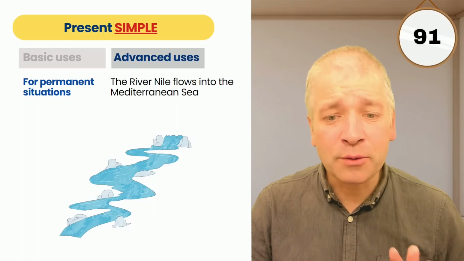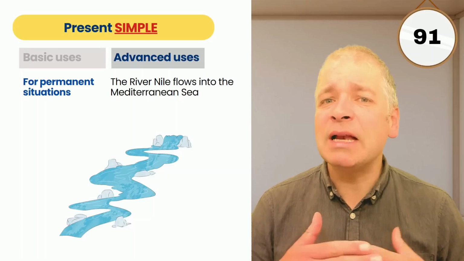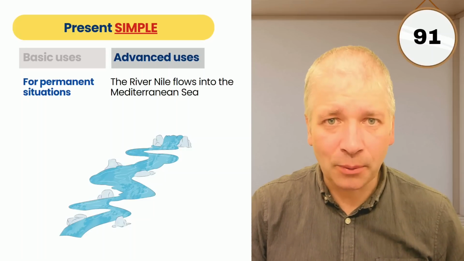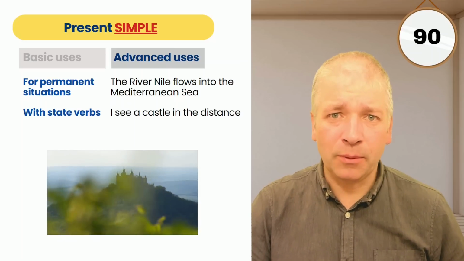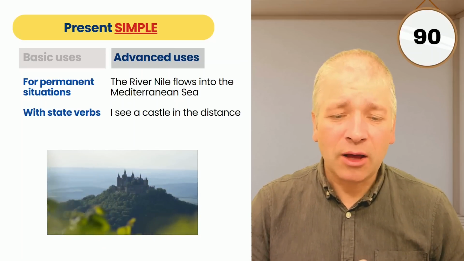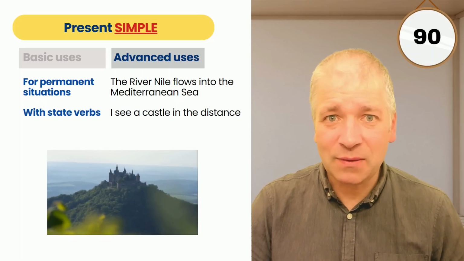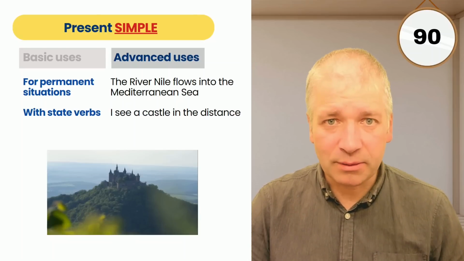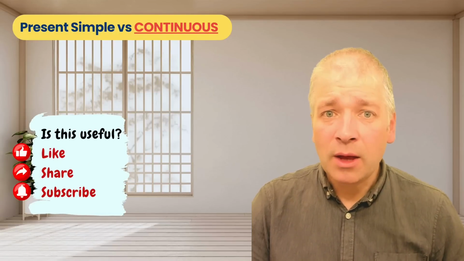The River Nile flows into the Mediterranean Sea. It's always happened. It's always going to happen. It's permanent. Use the present simple. And with state verbs, we use the present simple. For instance, in this video here, you can see a castle. If someone is looking from the position where the video is taken, they might say, I see a castle in the distance. Now let's move on to the present continuous.